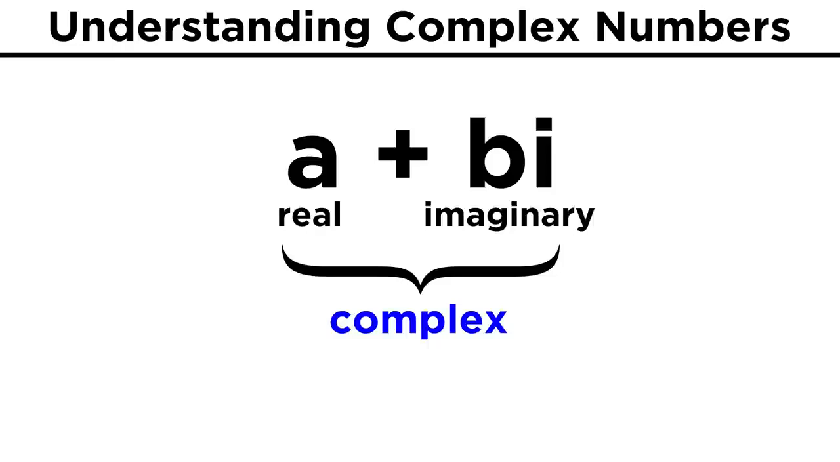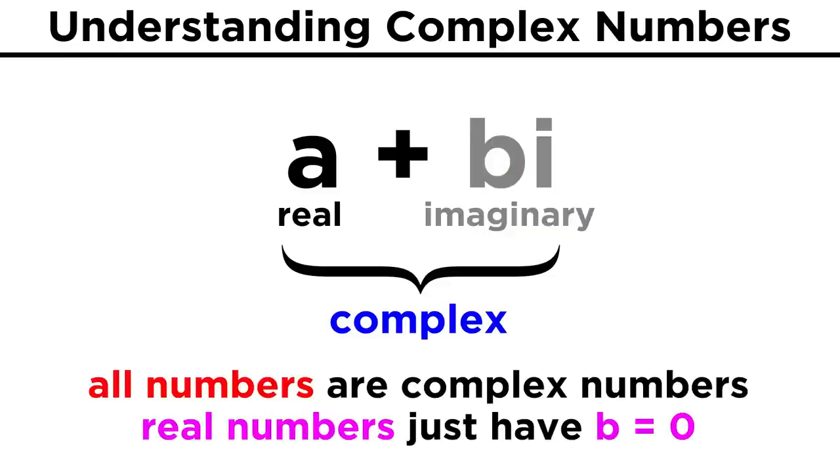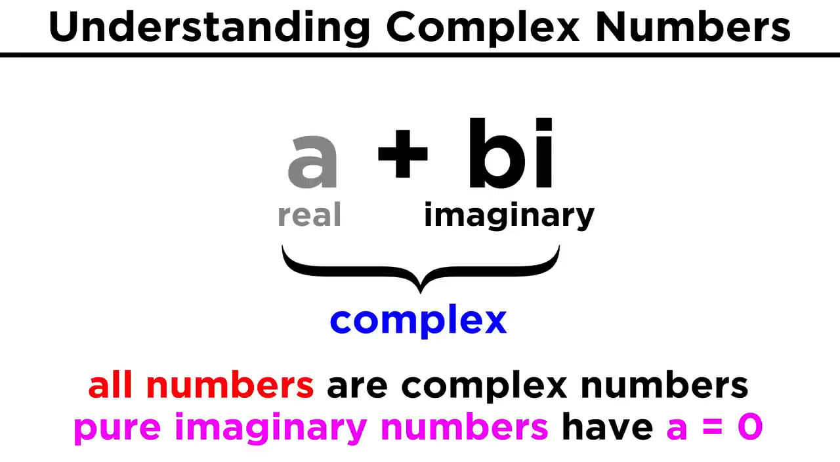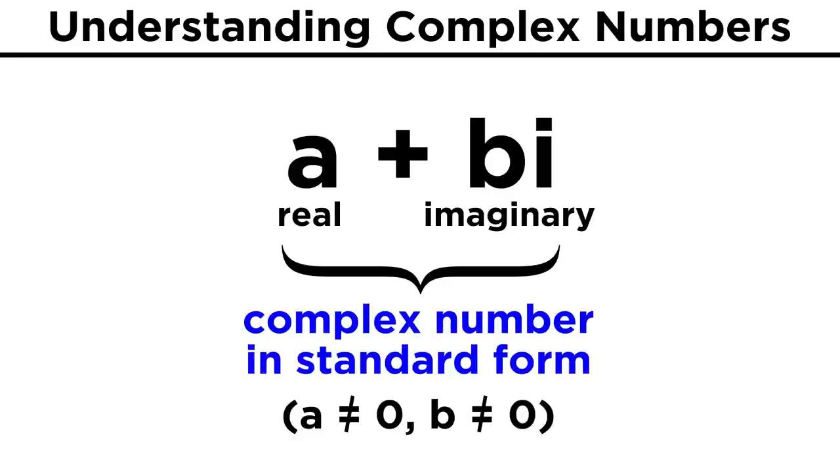Anytime we have imaginary numbers together with real numbers, they are called complex numbers, and we write them in the form of a plus bi. Complex numbers have a real part, that's the a, and then an imaginary part, which is bi. In this way, all numbers are technically complex numbers because if b is 0, the imaginary part goes away, and we just have a real number. If a is 0, we have a pure imaginary number, as there is nothing real about it. But if a and b are both non-zero, we have a complex number in its standard form.